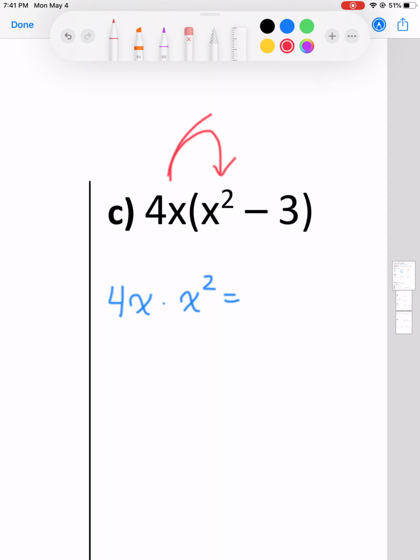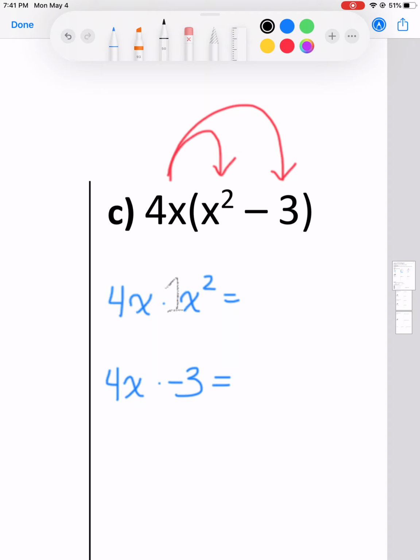And we've got 4x times negative 3. So again, we put the numbers with the numbers and the letters with the letters. What number is with x squared? What number is out front? There is a number there, I promise you. If you said 1, you're absolutely right.